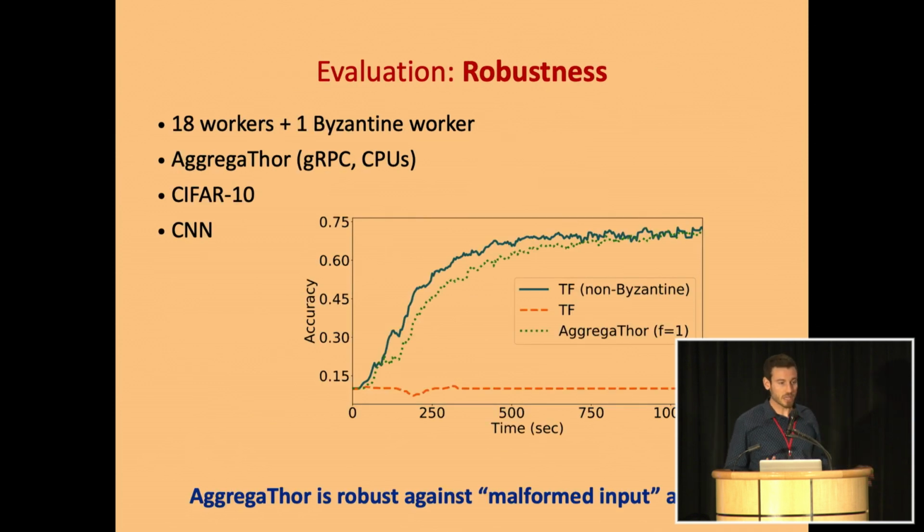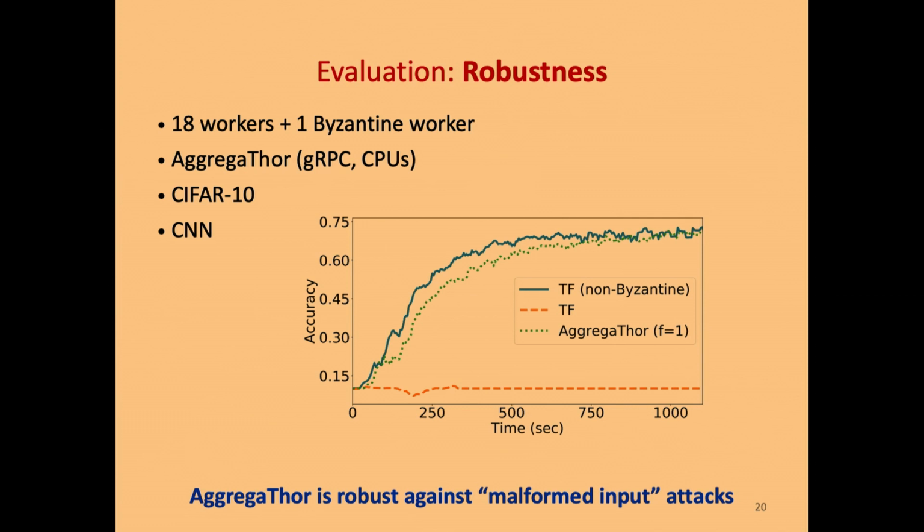So let's see some results. Let me come back to the corrupted data attack that I described in the beginning. As you can see here, using AggregaThor with gRPC and CPUs for CIFAR-10 using a ConvNet, again, 19 workers, one has corrupted data, AggregaThor is able to mitigate this attack and converge properly.